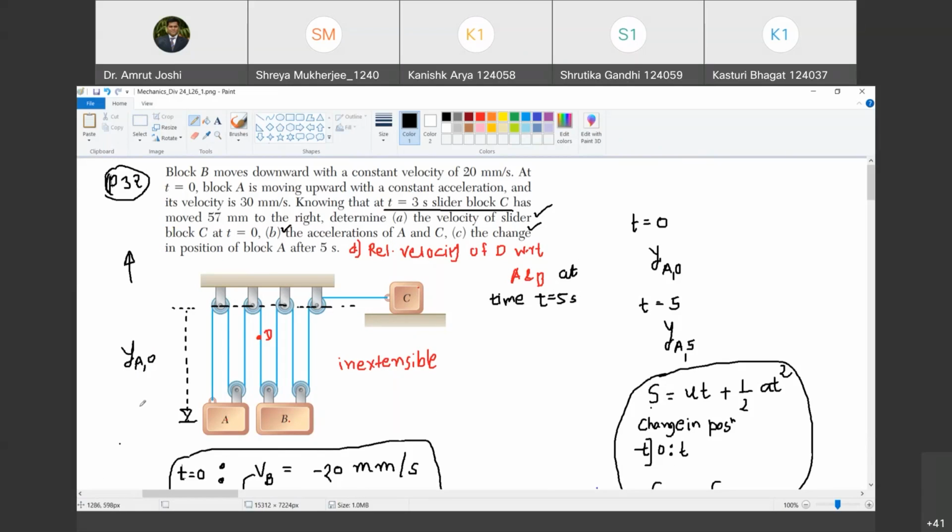So now what will I have to do for this? I am going to solve one part of it, another part you are going to solve. I am going to now compute relative velocity of D with reference to A. Are you with me? Yes, sir. So if I have to do that, what I am going to do is I am going to give a cut to this string at D.